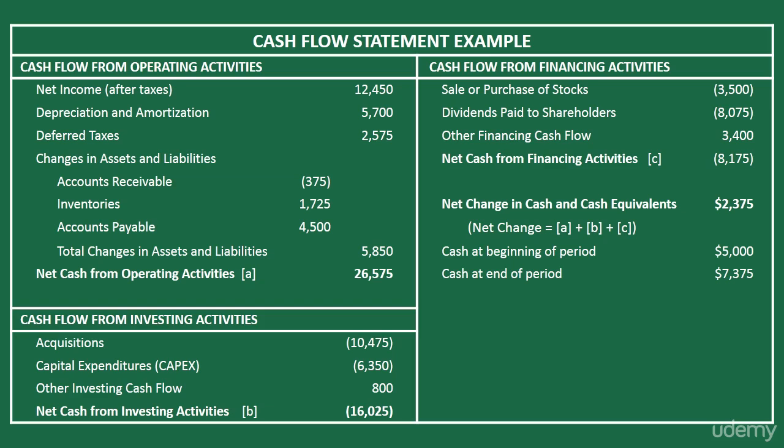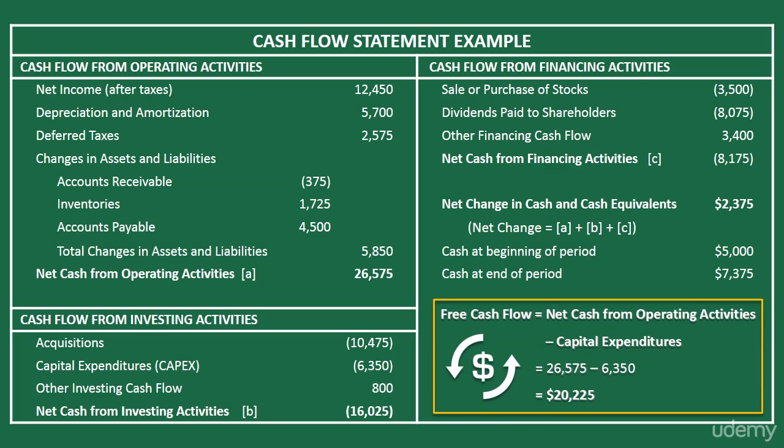Anyway, the most important thing that I want you to take into consideration is the free cash flow figure. The free cash flow is calculated by subtracting the capital expenditures from the net cash from operating activities. Normally, this figure is not presented on the company's financial statement. However, you can easily find it on the internet.